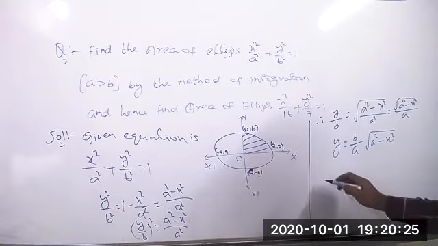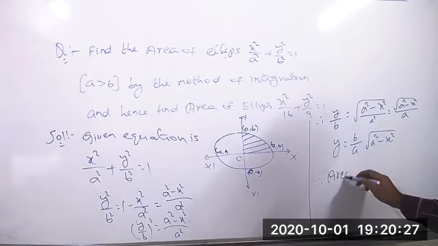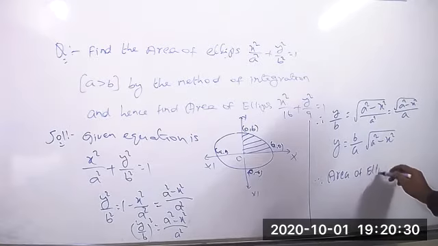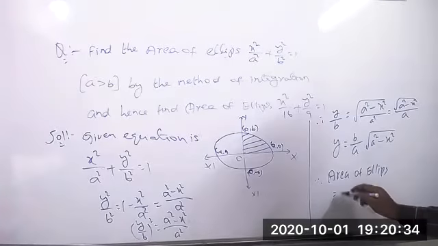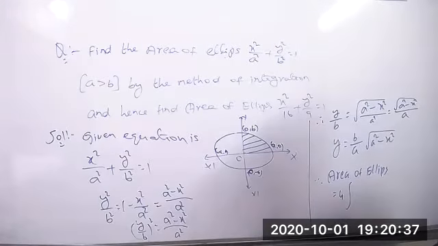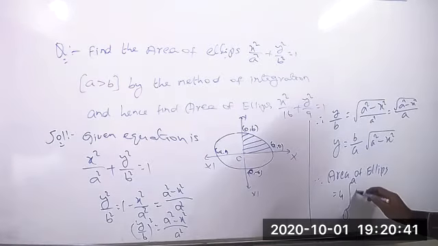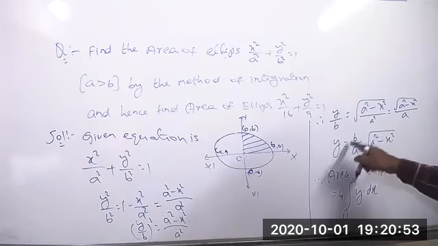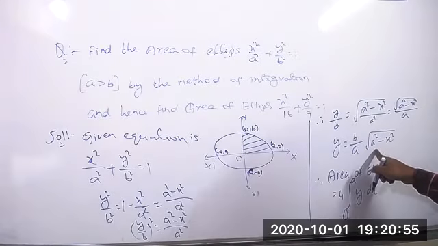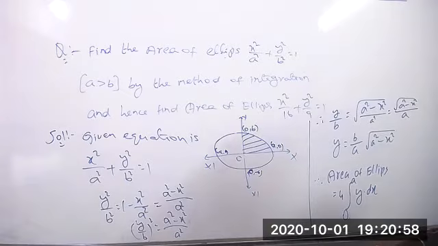Therefore, the area of the ellipse is equal to, how many parts do we have? There are 4 equal parts. So 4 into the integration with limits 0 to a of y into dx. Now we can simplify it. Just now we got the value of y, b by a into root of a square minus x square. You can substitute that in there now.